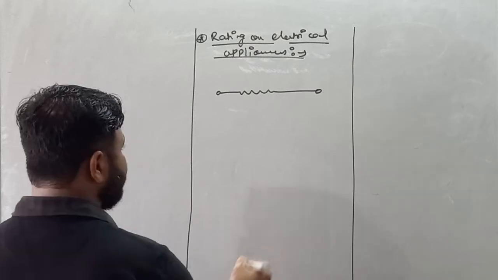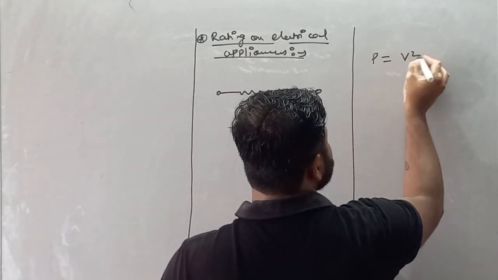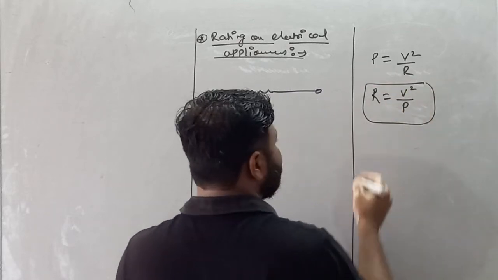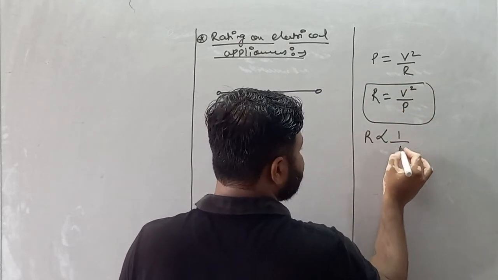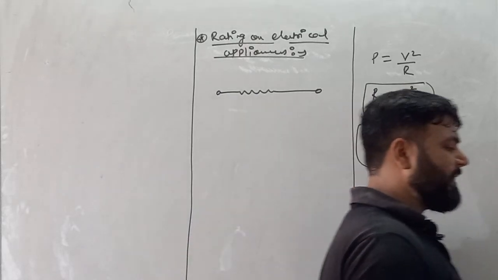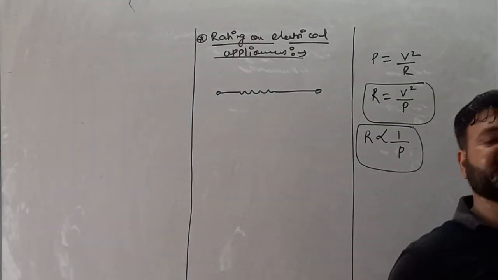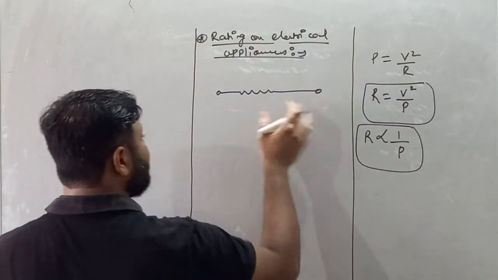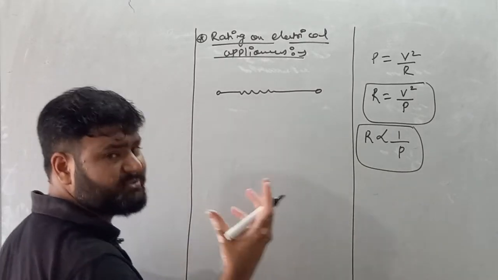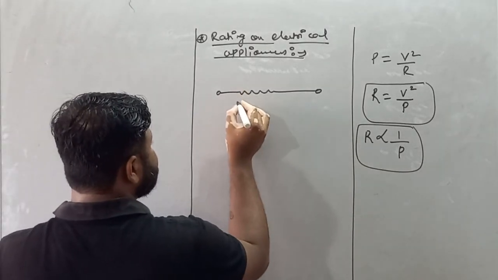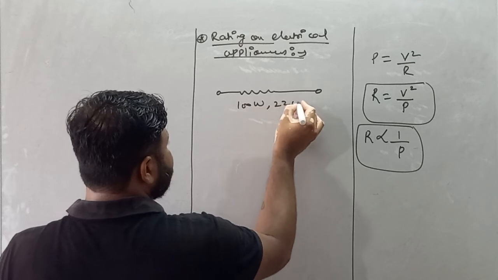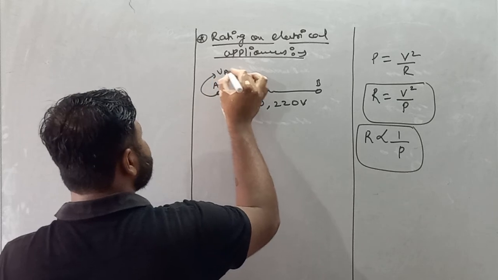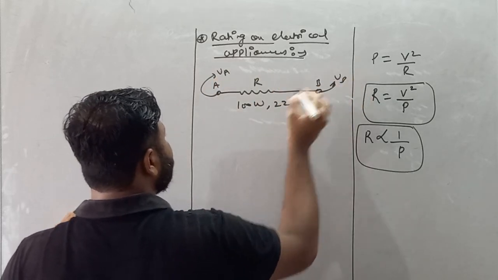So basically, we know that power is V square by R, so R can be written as V square by P. Remember one thing, resistance is inversely proportional to power. If the power is more, then resistance is less. Let's suppose we have an electrical appliance, a bulb whose power is 100 watt and which is operated with a potential of 220 volt. Let's suppose this is A, this is B. Potential of A is VA and potential of B is VB.